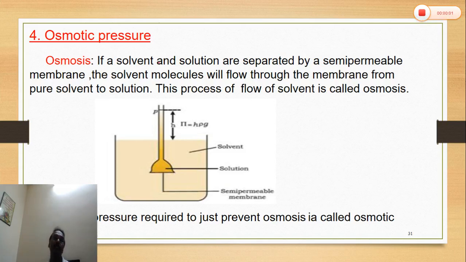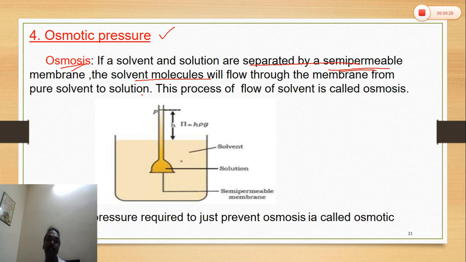Now we can study the next colligative property, that is osmotic pressure. Before studying osmotic pressure, let us study what is osmosis. Osmosis means if a solvent and solution are separated by a semi-permeable membrane, the solvent molecules will flow through the membrane from pure solvent to solution.